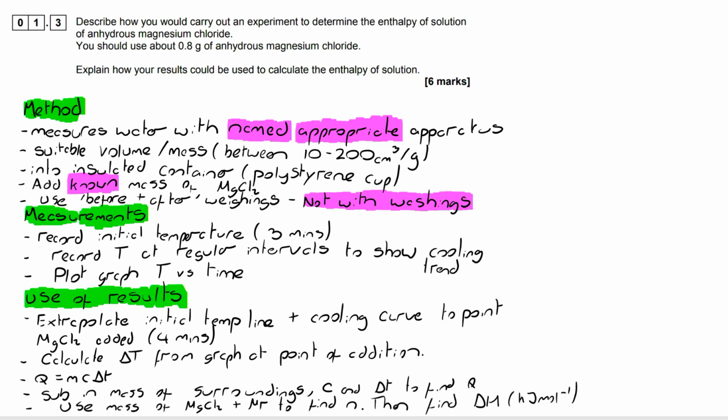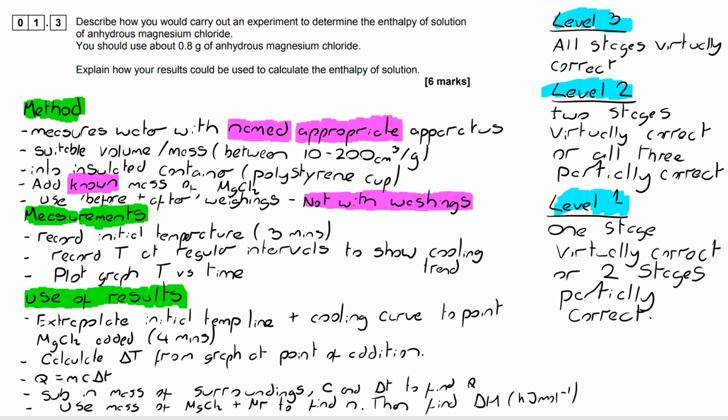Once we've found Q, we're going to find the number of moles by looking at the mass of MgCl2 and its Mr to find how many moles were added, so that we can convert our joules that we got in the Q is MC delta T calculation into kilojoules per mole. Now that's a very convoluted way of doing it, and you might want to show the calculation using sample figures, and that would be absolutely fine.